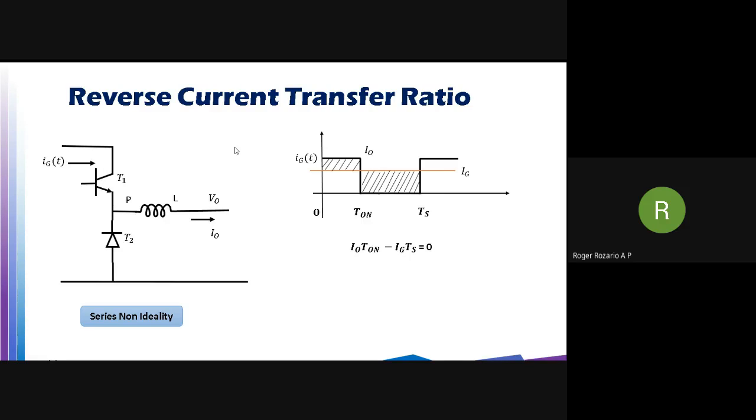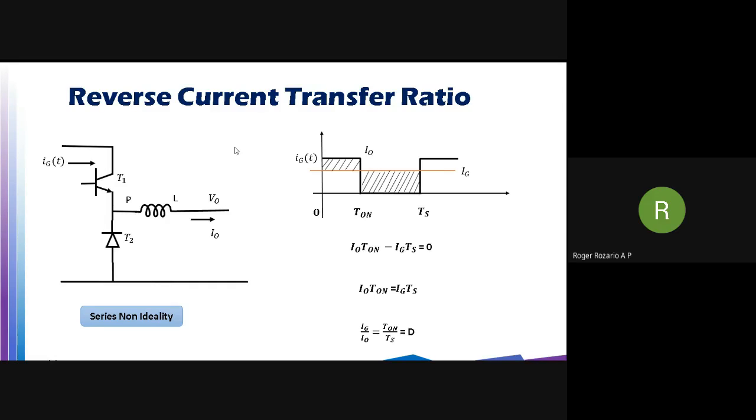During the off time, what is the current? It is 0 minus Ig, which is equal to minus Ig. So I0 into T on will be equal to Ig into Ts, which is the same. Ig by I0 equal to T on by Ts will be equal to D. So we have no change in the reverse current transfer ratio even with the switch non-ideality.